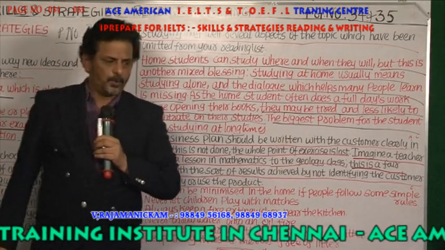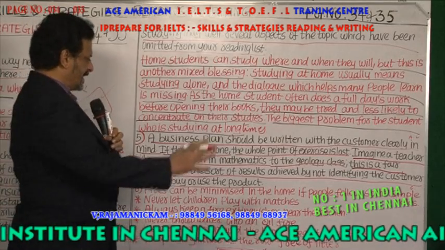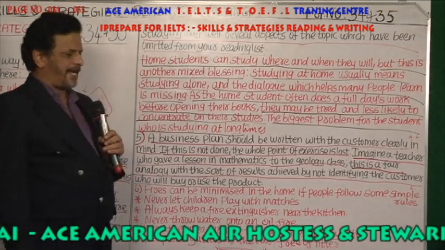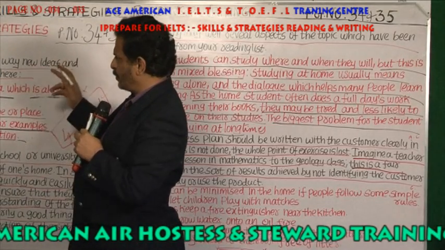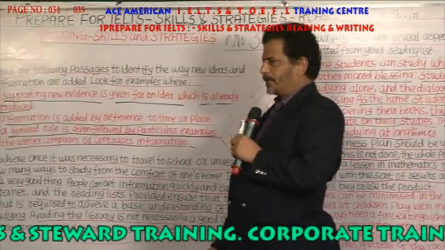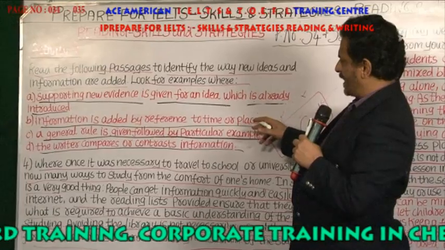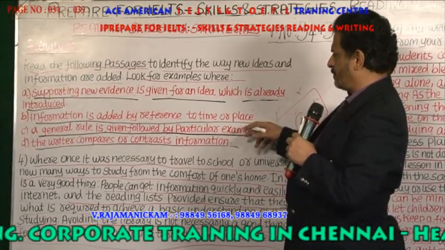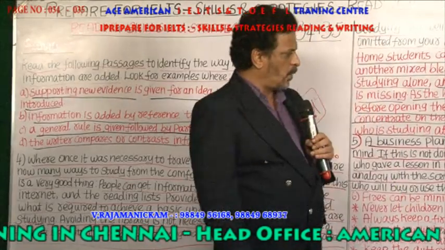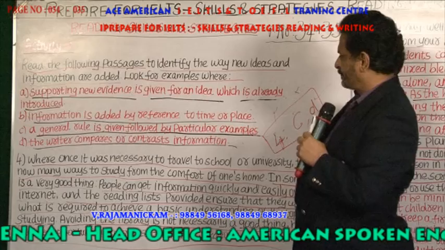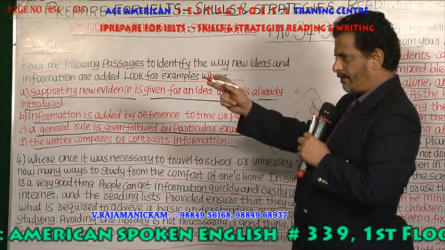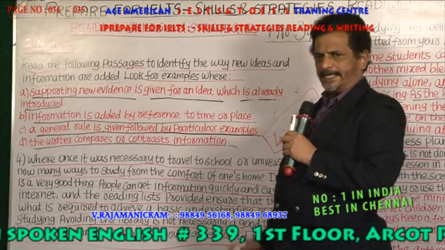So, what shall we do? What is given here in this essay? Number 1, is it a supporting new evidence given for an idea which is already introduced? Or is it information added by reference to time or place? Or is it a general rule given followed by a particular example, or the writer compares or contrasts information? So what information is given here? A general rule. What is that? You have to think about the customer and plan your techniques.